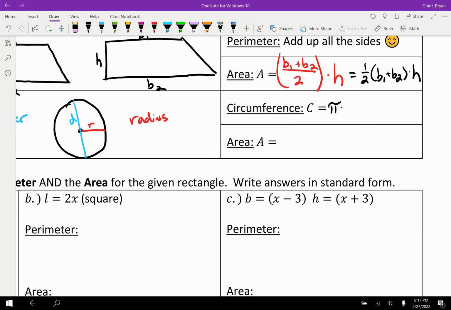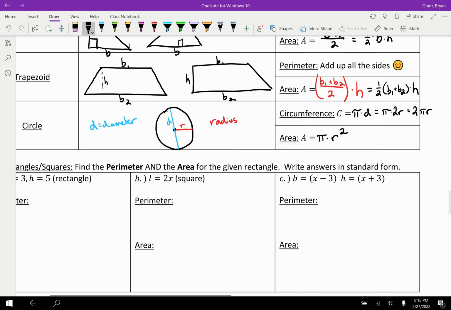So we have this pi times d. However, because the diameter is double the radius, sometimes you'll see this as pi times 2r, or even 2 pi r. All of those are fine. The area, though, is the tricky one. The area is pi times your radius squared. So there's a square that comes in.